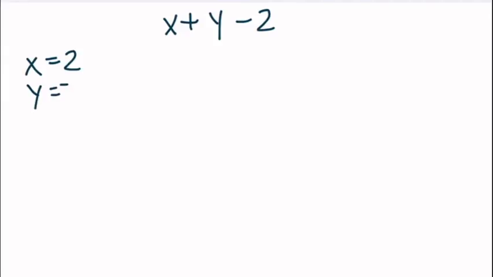So we have to replace the variables with their values. So 2 for x and 7 for y. So that would be 2 plus 7 minus 2. And since we just have subtraction and addition in this expression, we just simply go from left to right. So 2 plus 7 is equal to 9, and 9 minus 2 is 7.